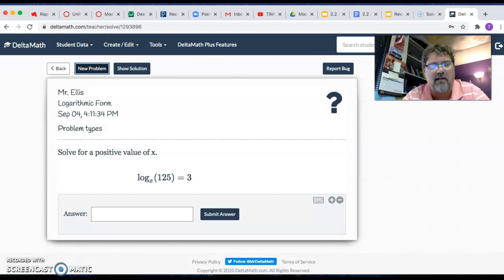Hey guys, welcome back. In this video, I'm going to show you how you can use the different forms, exponential form to log form and log form to exponential, to solve some basic equations. Let's take a look at this one right here. I'm using them in the platform that you're going to solve them, because I think this video will be most helpful like that, okay? So if we're going to solve log base x of 125 is 3.